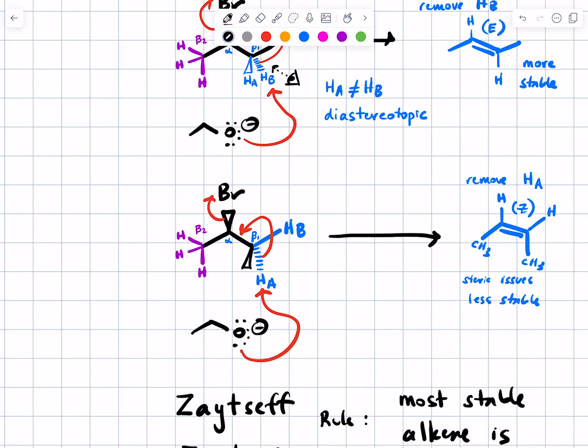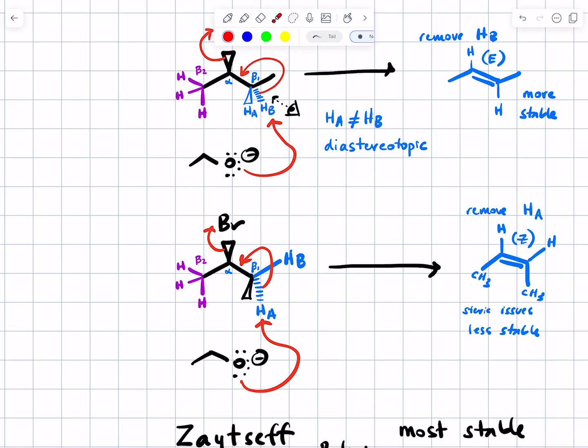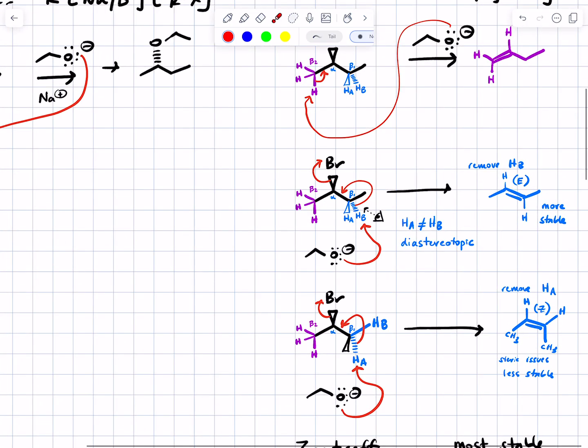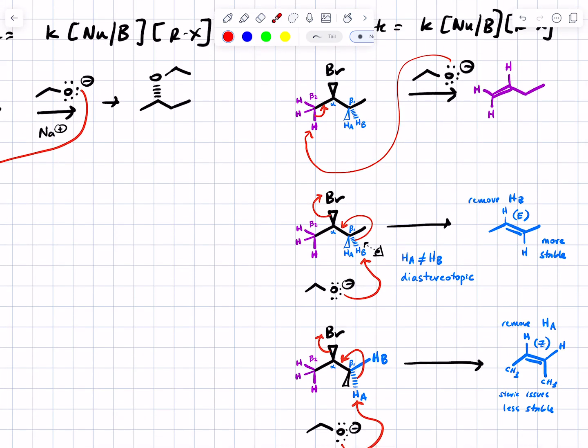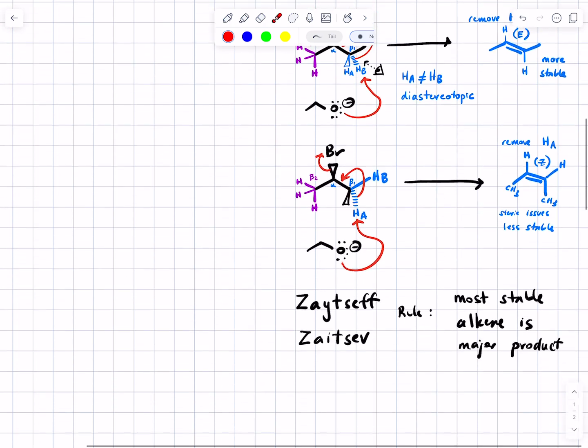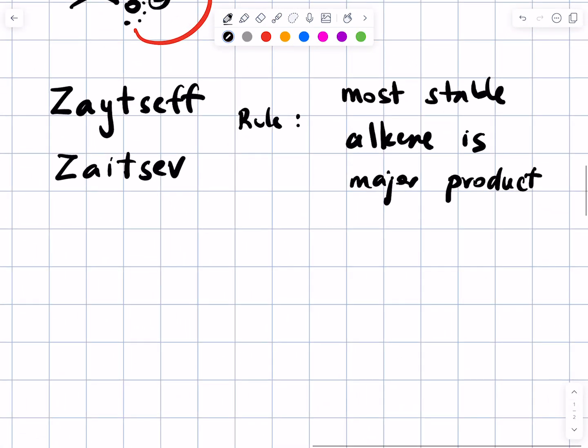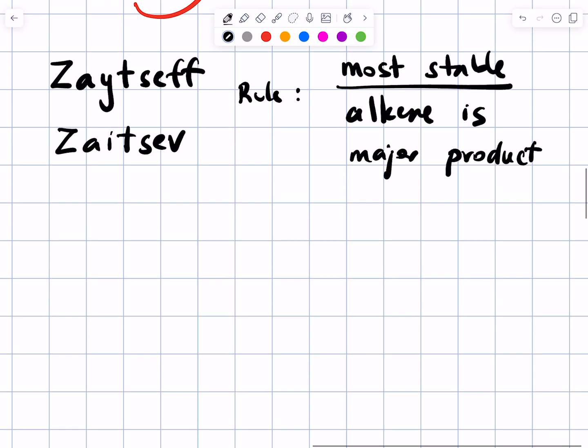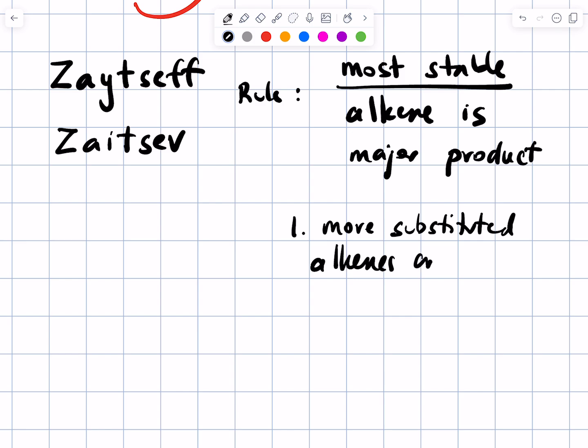We've talked about cis and trans isomers and why the trans isomer is more stable than the cis isomer because of steric issues. Another thing we need to talk about here is the relative stability of the monosubstituted alkene versus the disubstituted alkenes. And the answer is, as we've talked about, most stable alkene being the major product, more substituted alkenes are more stable.